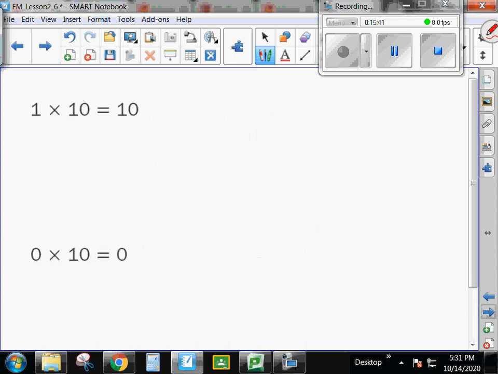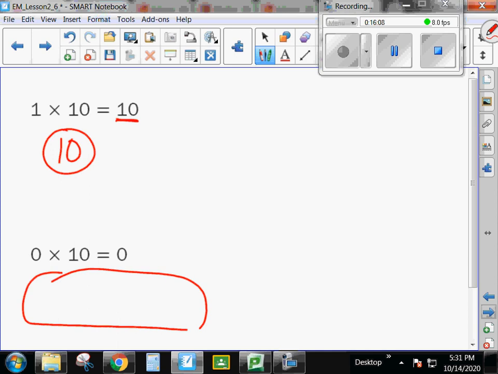All right, so I want you to look at a couple of number models. If I have 1 times 10, what do I have? I have 1 group of 10. If I have 1 group, I have 10. But what if I have 0 groups of 10? If I don't have any groups down here, like it's just blank, my answer is always going to be 0. Something we need you to notice, boys and girls, is that anytime you're multiplying by 1, your answer is always going to be that other factor, that other number.